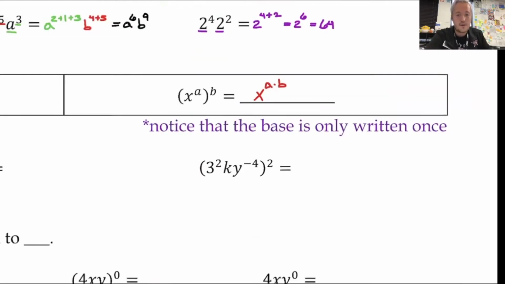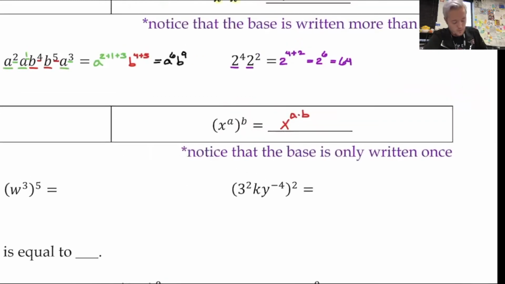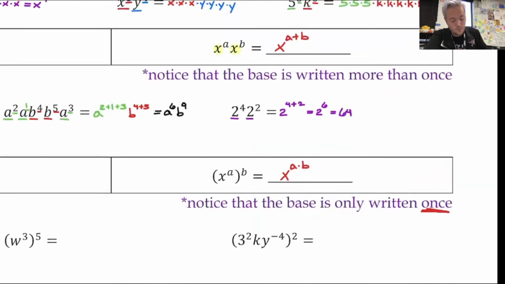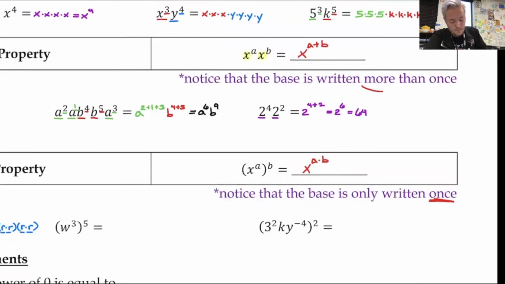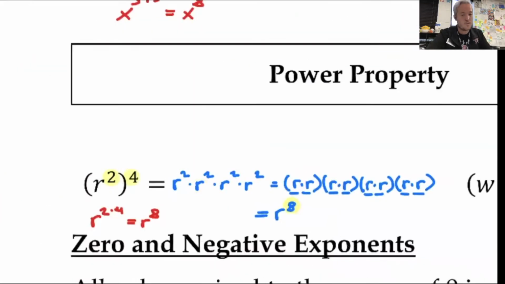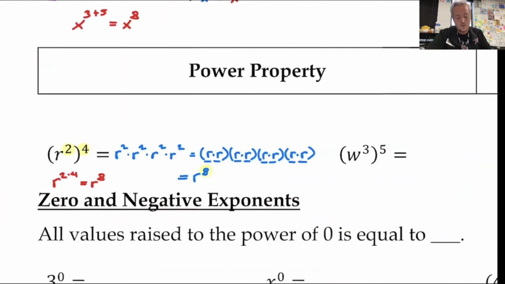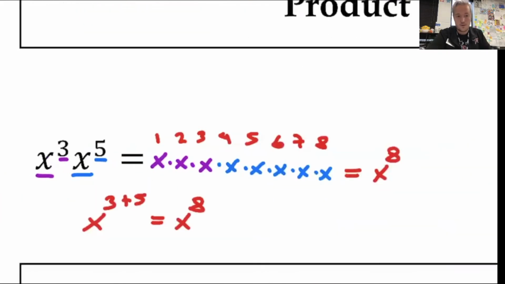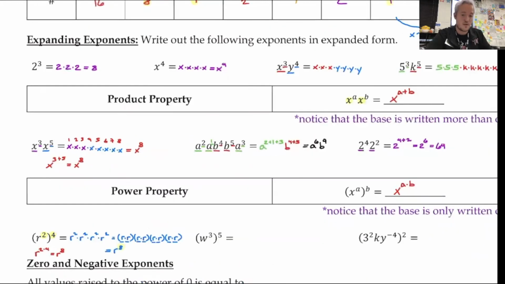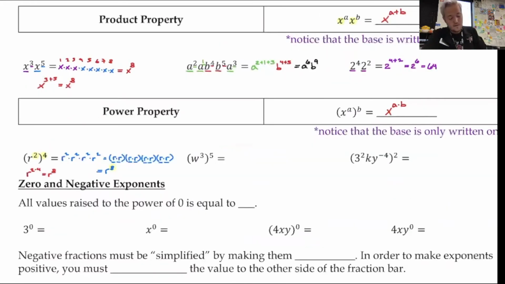So notice here how the base is only written once, whereas for product property, it's written more than once. So you really have to pay attention to the parentheses, because on paper, like on a practice or whatever, these rules could look very similar. So you have to be able to distinguish which one is which. So odds are with power property, you're going to have parentheses. With product property, you will not always have parentheses. So that's also kind of a good way to discover.